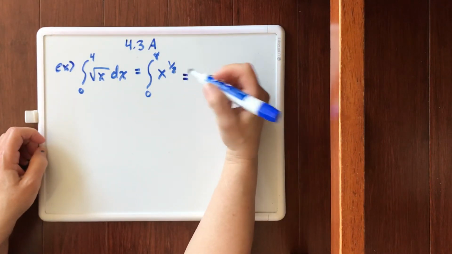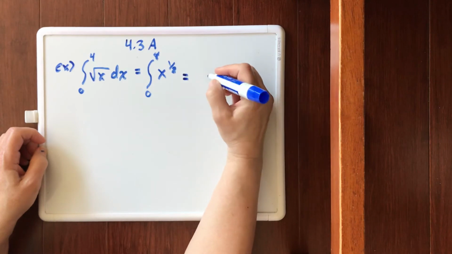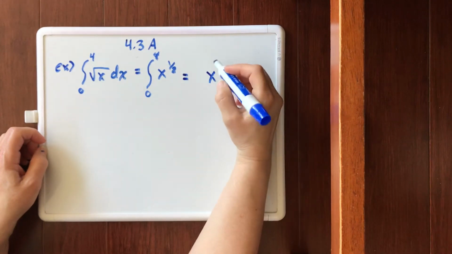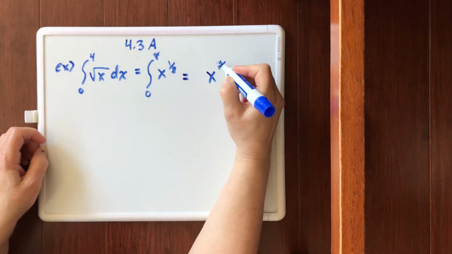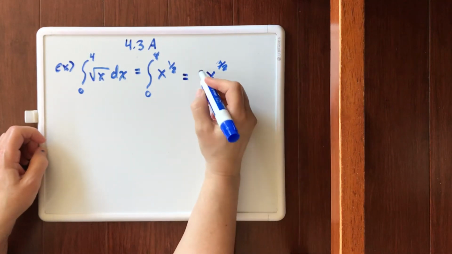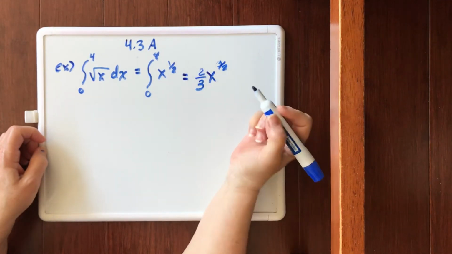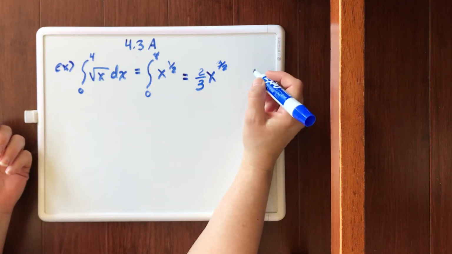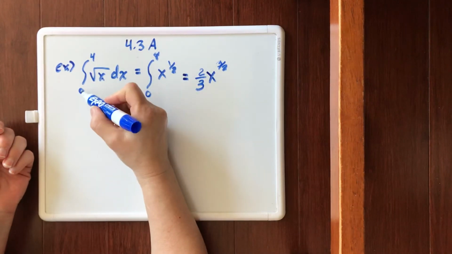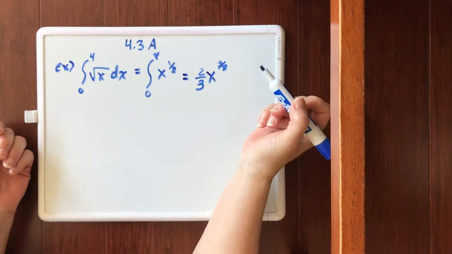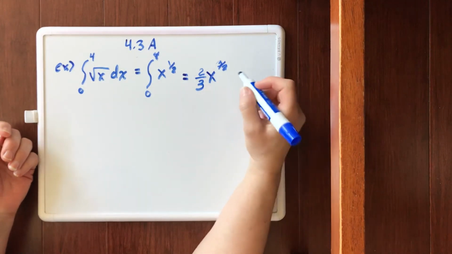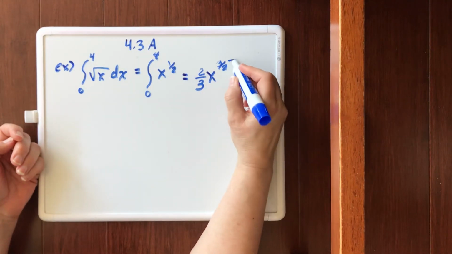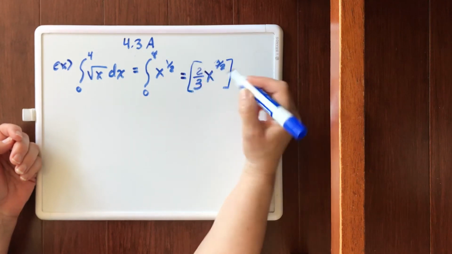Now remember, to integrate this, we add 1. So adding 1, we get 3/2. And then we multiply by the reciprocal, 2/3. Now you're wondering, why don't we write plus c? Well, when we have parameters, we don't write plus c. Okay? So now from here, we are saying from 0 to 4.